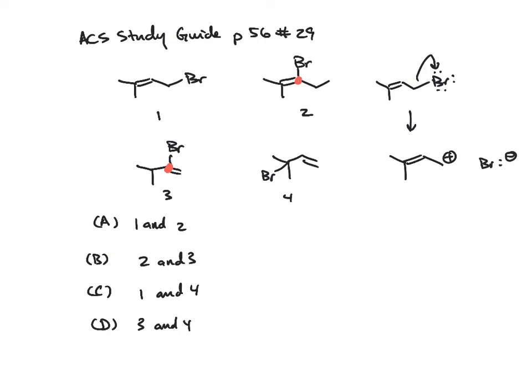So you're probably thinking, well, that's a primary carbocation. Yes, but it has resonance. So this was compound 1. And if you look at compound 4, when that ionizes, it's going to give the resonance hybrid.